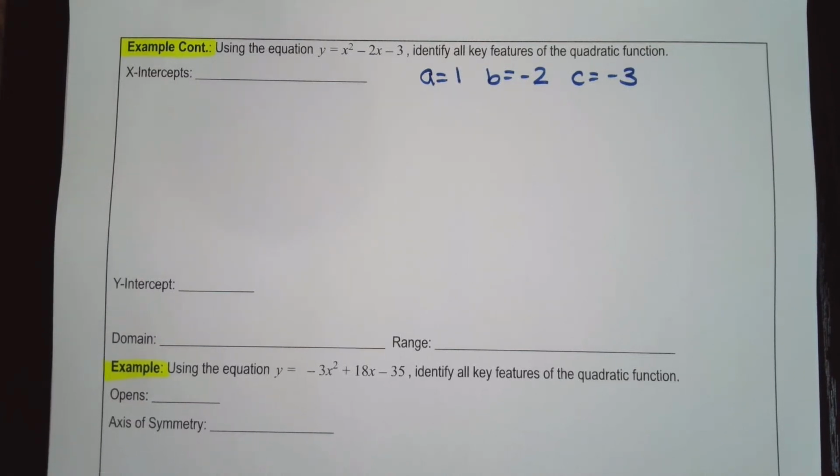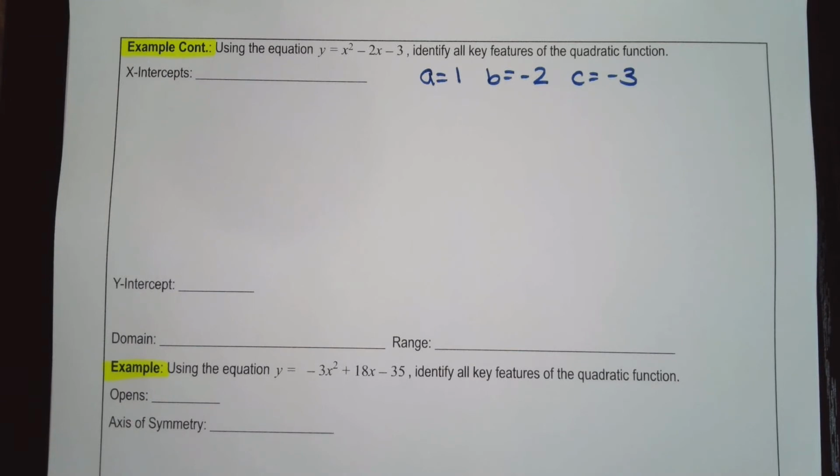Welcome back, everyone. We are now going to finish the example we started at the end of the last video, and then we're going to do one more of these all together. So this is our previous example continued. We had already found how it opens, the axis of symmetry, the vertex, and minimum and maximum. We're now going to finish up and find the X-intercepts, the Y-intercept, and the domain and range.